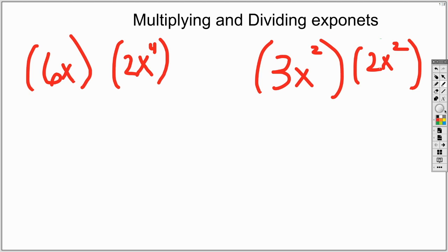So on the board, we have an example. Let's begin with the first one. We have 6x to the power 1 times 2x to the power 4. What we're going to do in this equation is basically multiply our bases. So this and this, and we should get 6 times 2 is 12x.